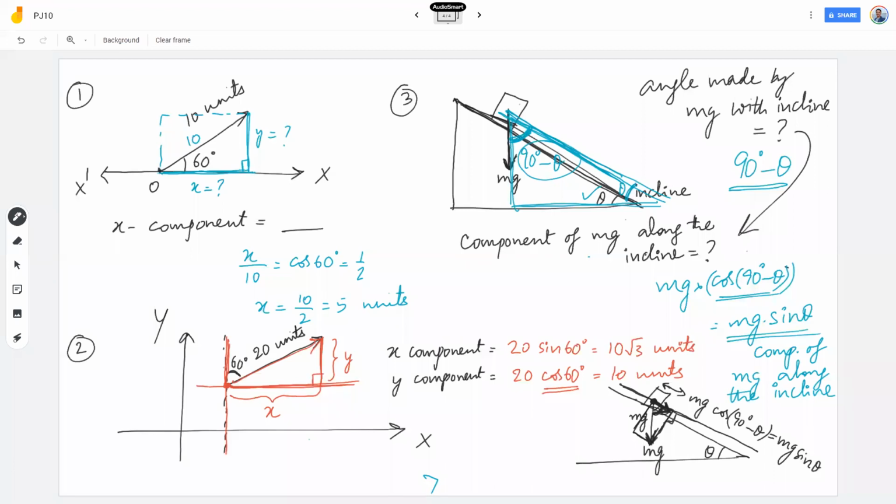Tarun Kumar asks, I'm not able to understand where to use cos and where to use sine. If you are finding a component, look at the second question. This vector has a magnitude 20, and it makes an angle 60 degree with the vertical line, the y-axis. So if you find the component of 20 along the y-axis, because the y-axis is adjacent to the 60 degree angle, use cos.